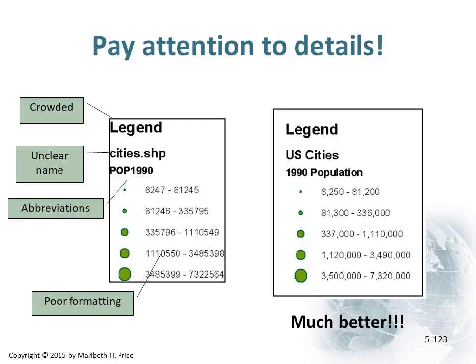Pay attention to the little details. Here's an example of two legends. The one on the left is what we like to call bad, and the one on the right is what we like to call good. Notice how the text is crowded up against a neat line that outlines the box.